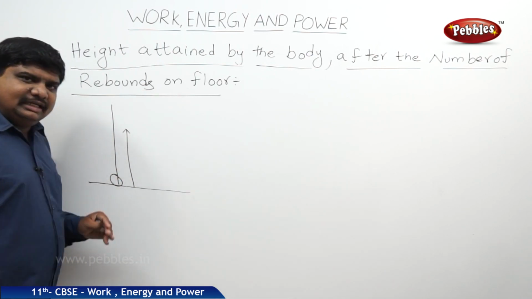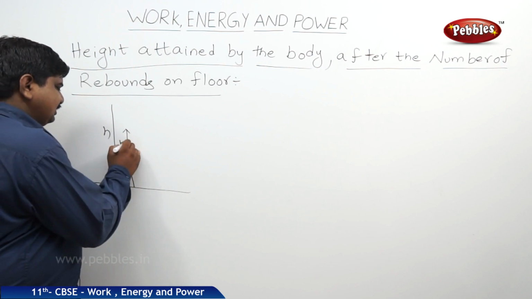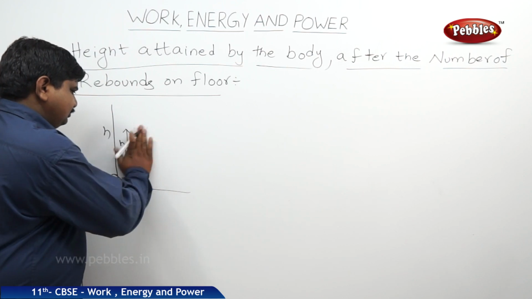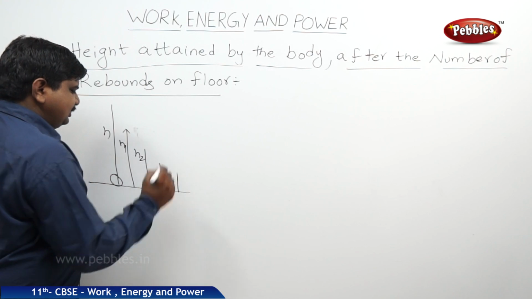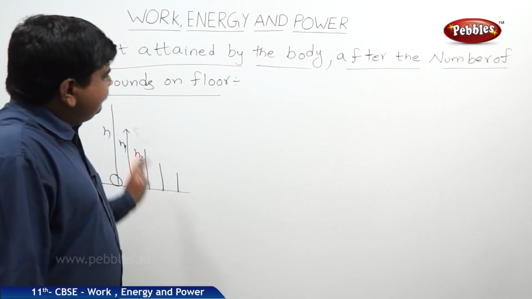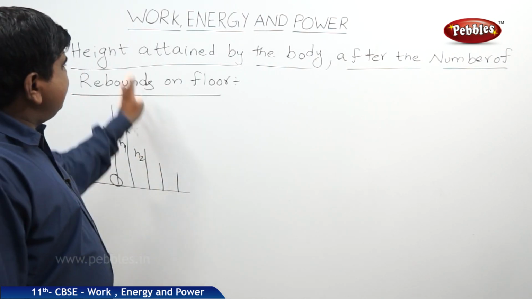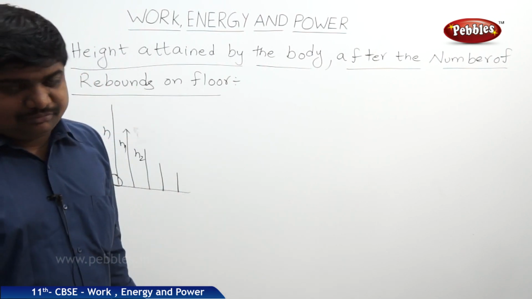But usually, suppose this is the height h. After one rebound it will reach the height h1. From this height it will rebound, so the height reaches h2, next h3, h4, continuously decreasing. So for every rebound it will reach some height. So here we are finding the height attained by the body with the help of the coefficient of restitution.